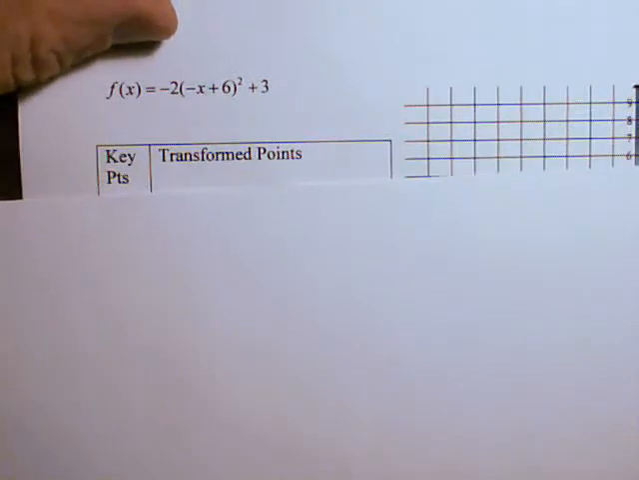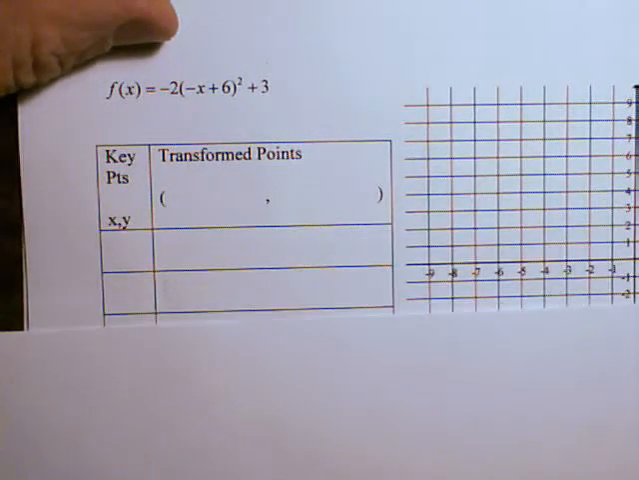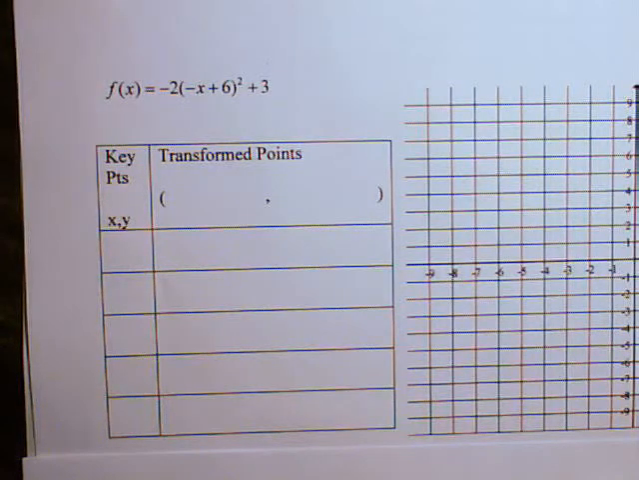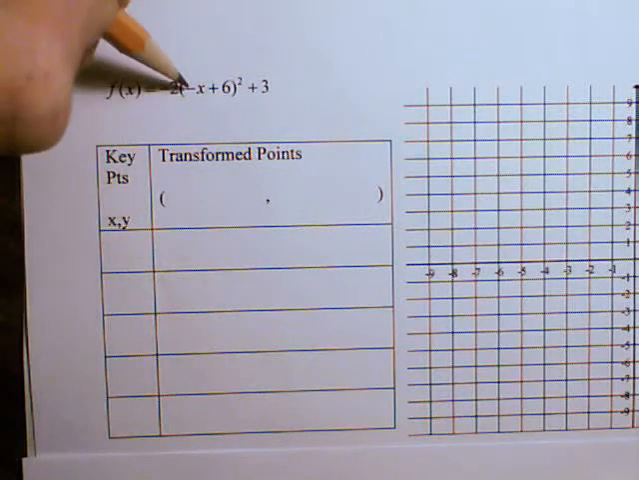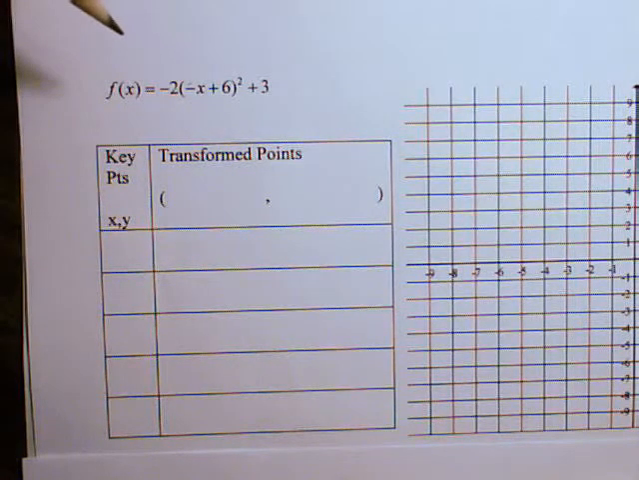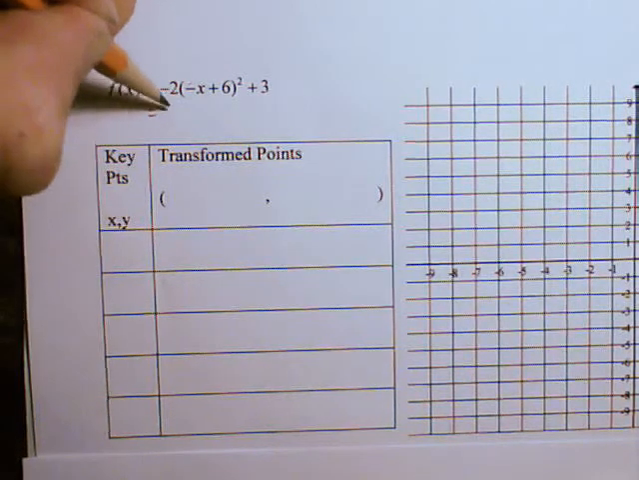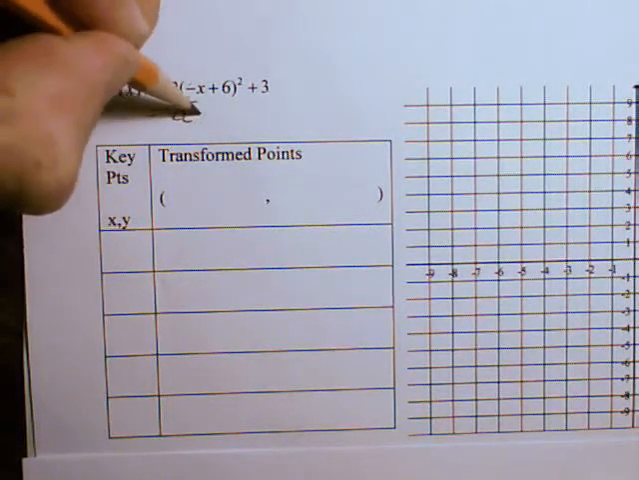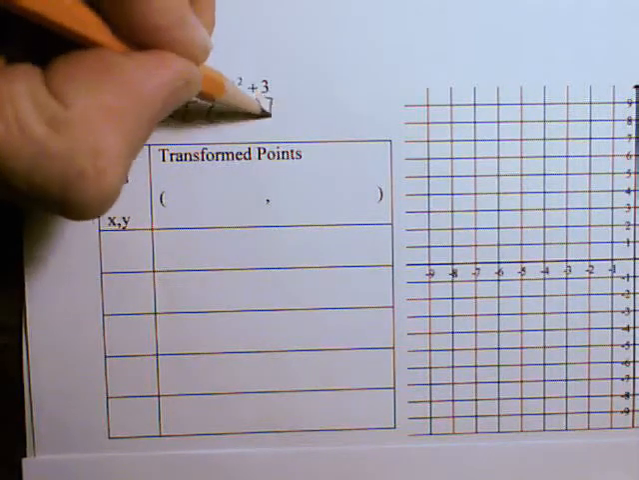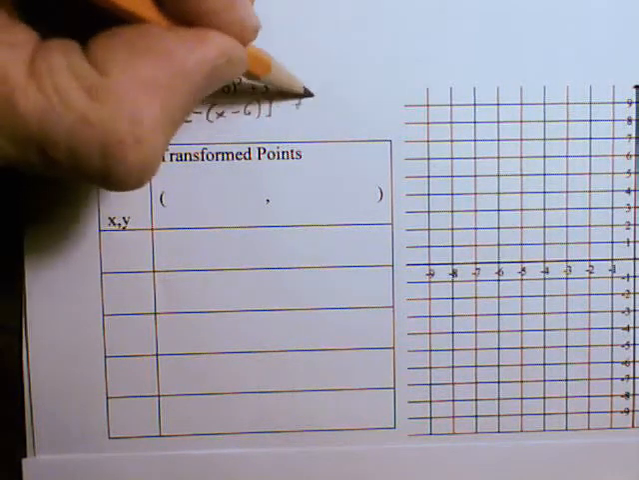Next one. We're now going to do f(x) = 2(-x + 6)² + 3. Again, before I do anything, I have to take out this negative number in front of the x. I have to have just an x inside the bracket. So this can be written as 2(-(x - 6))² + 3.